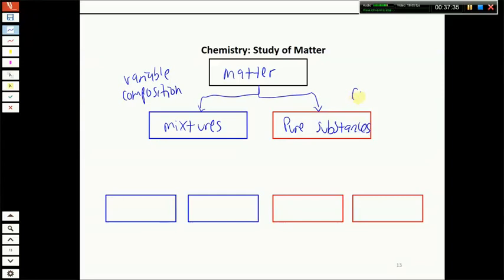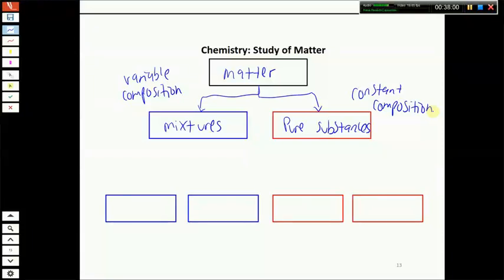And these have constant composition, so you can't vary the composition without changing it into a new substance. And again, more definitions are coming, so this is just to orient you before we get into these things in more detail. So pure substances have a constant composition. It's one type of matter, and then mixtures are a mixture of two or more different types of matter together.